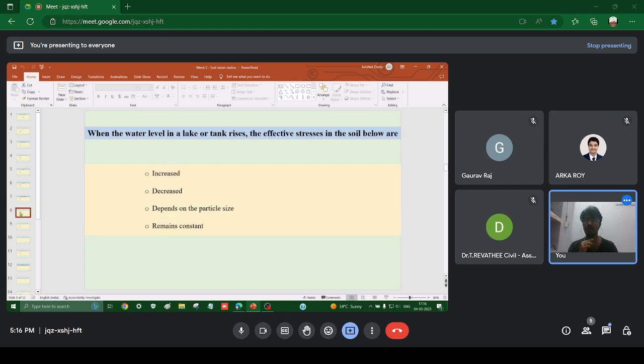Next question. When the water level in a lake or tank rises, the effective stresses in the soil below are: increased, decreased, depends on the particle size, or remains constant.